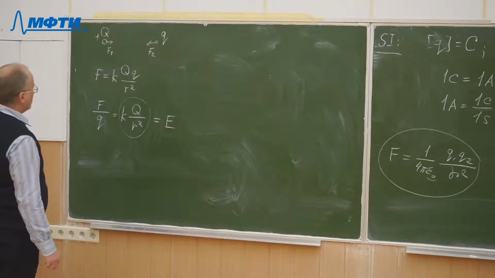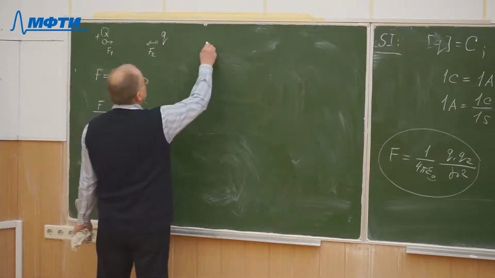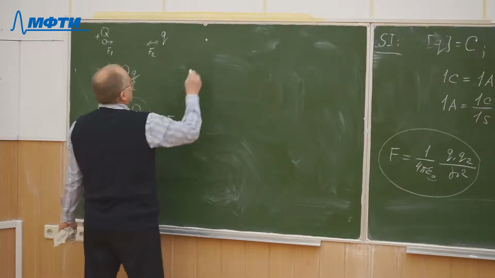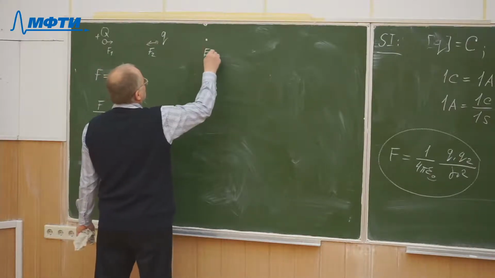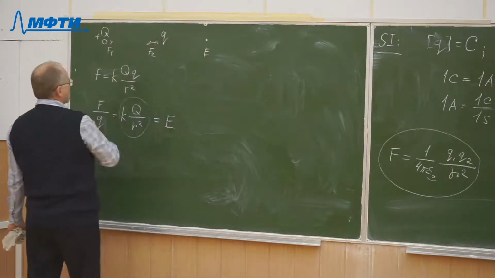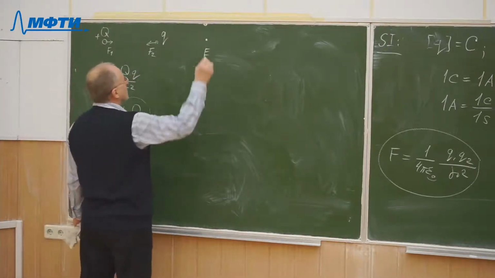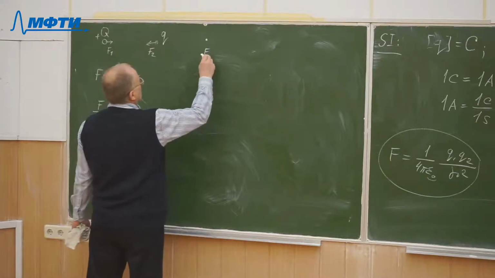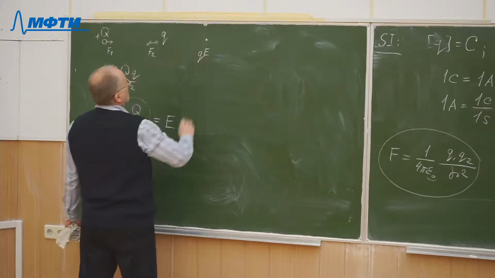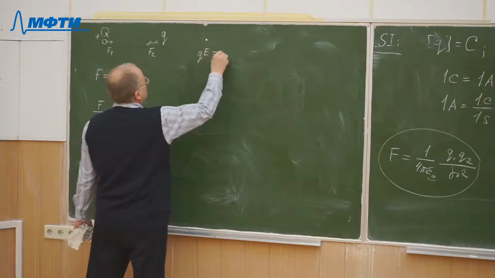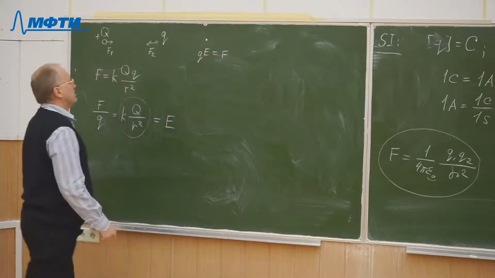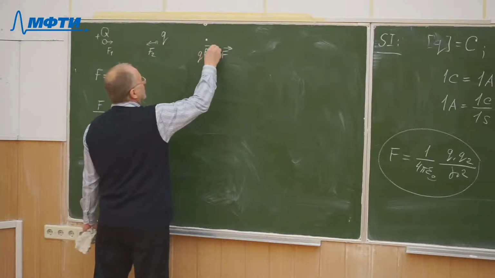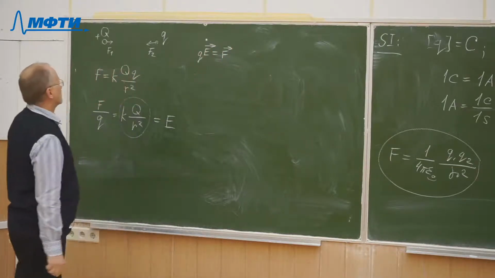So if we know the strength of electric field in any point, here for example, then it's possible to calculate the force acting on any charge put in this point. The force of interaction will be q times E. That will be the force. And as the force is a vector quantity, then the field strength E is also a vector quantity.